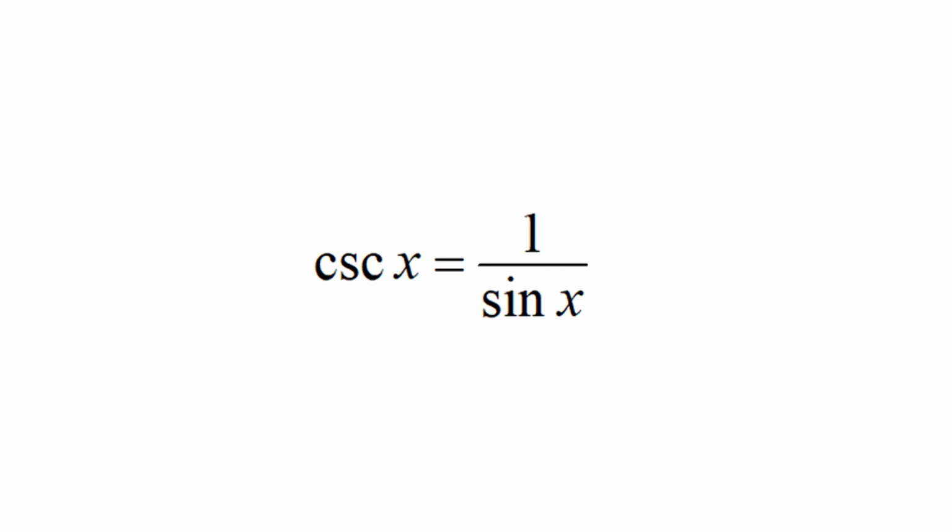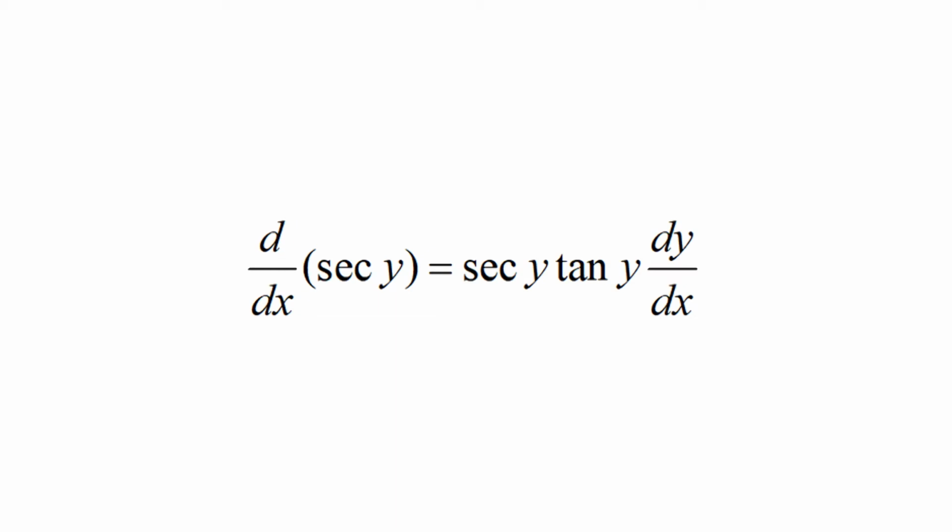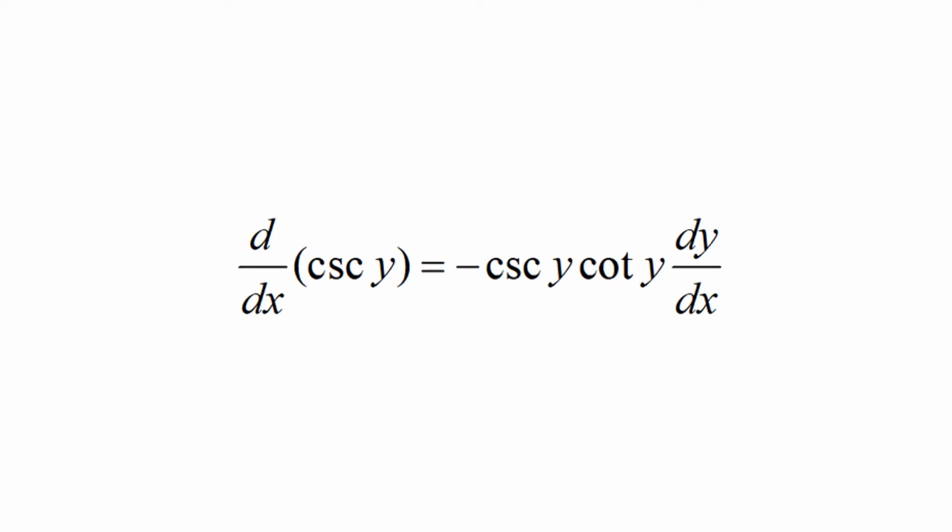Proceeding similarly, using the fact cosec x equals 1 by sin x, we obtain d by dx of cosec x equals minus cosec x into cot x. An application of the chain rule gives d by dx of sec y equals sec y into tan y into dy by dx, and d by dx of cosec y equals minus cosec y into cot y into dy by dx.